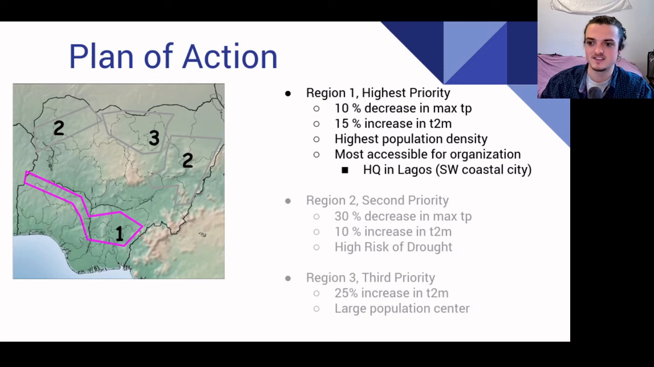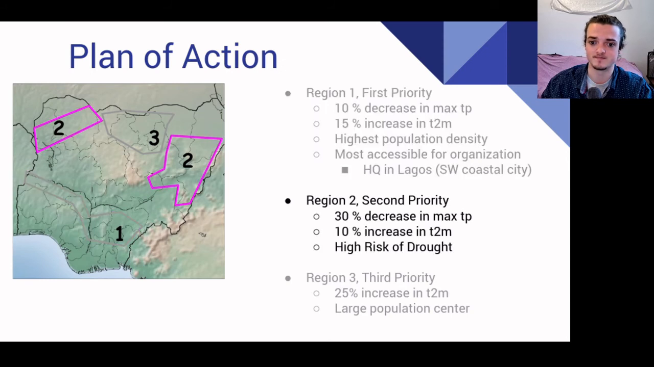Now, with these regions of unique climate change in mind, I recommend first focusing on Region 1, marked with signs of drought and a 15% increase in maximum temperature. This region is also home to the largest population densities in Nigeria, making food scarcity a top issue. Furthermore, the headquarters of Bootcamp Gona farmers is located along the southwestern coast in Lagos, making this region the first logical step towards helping smallholder farms.